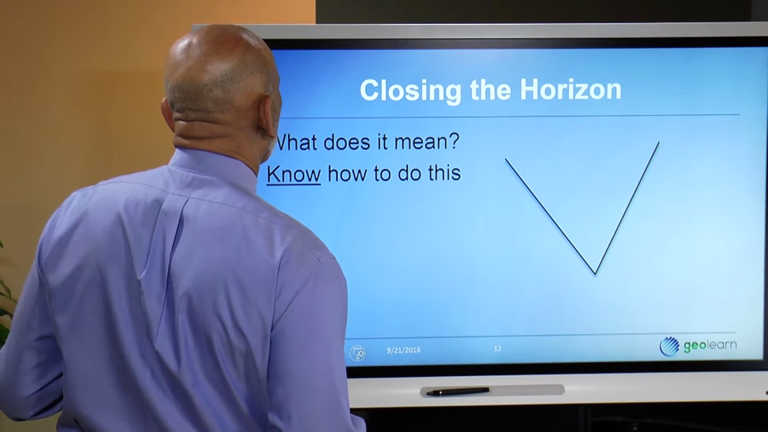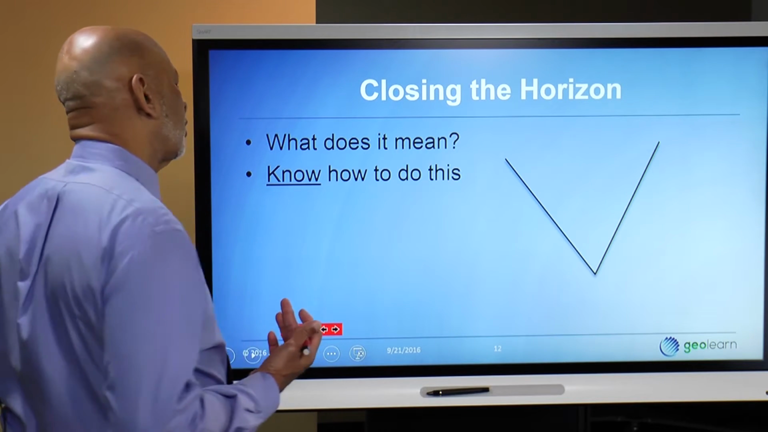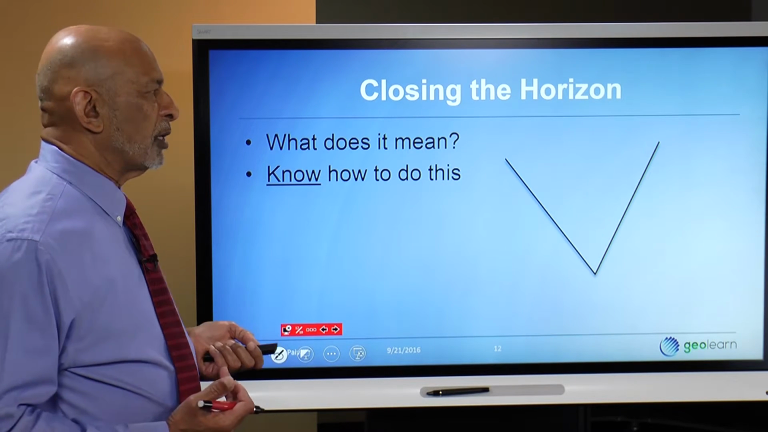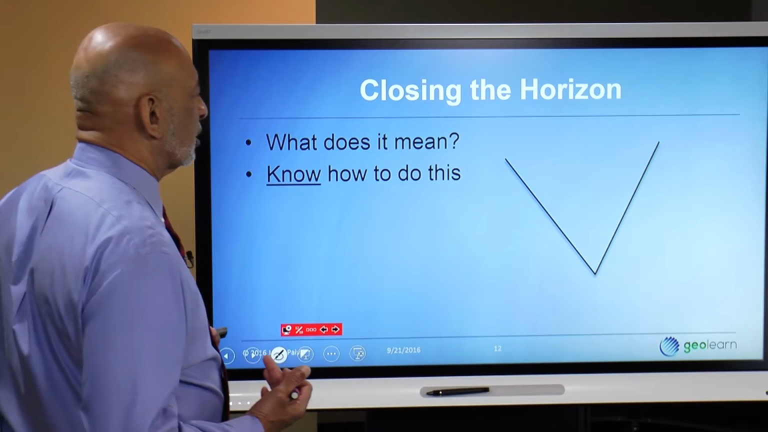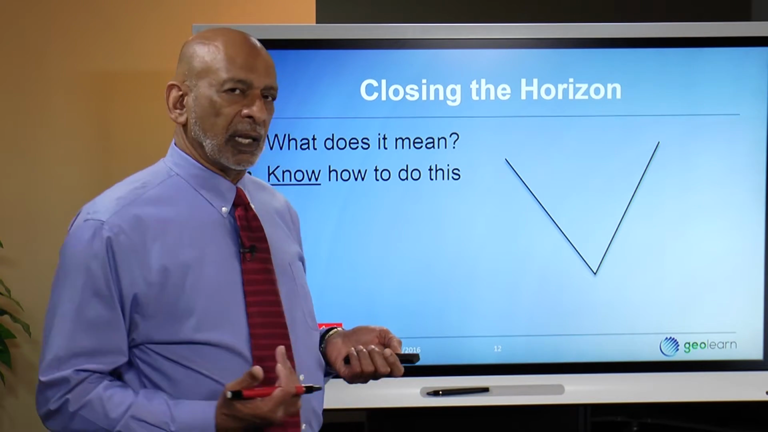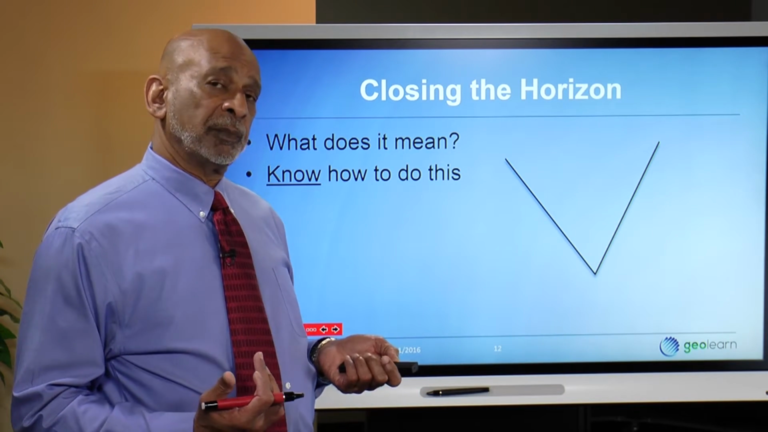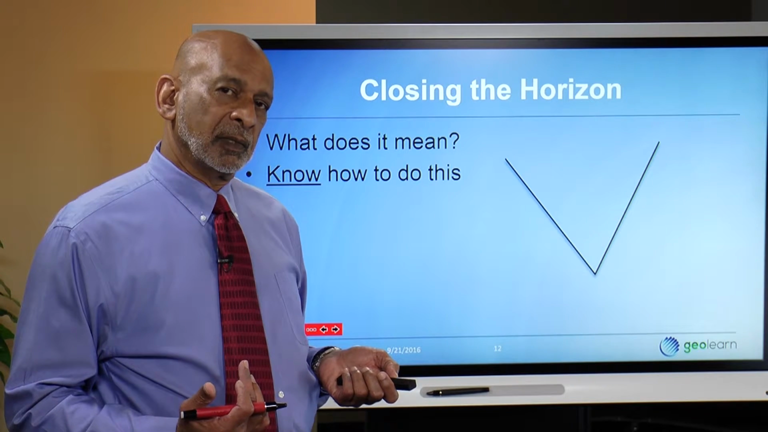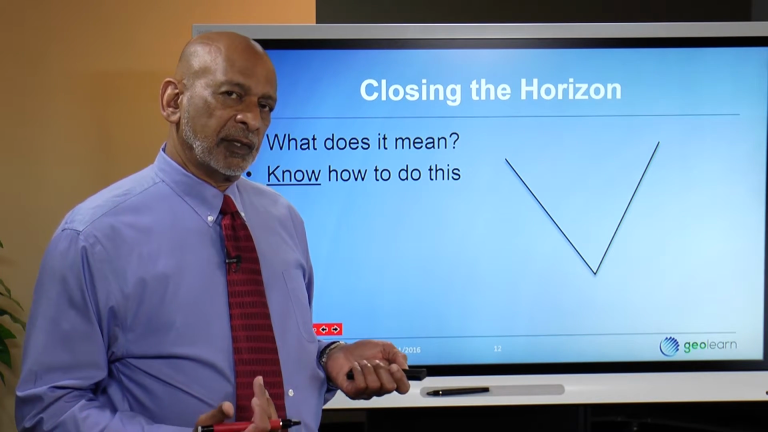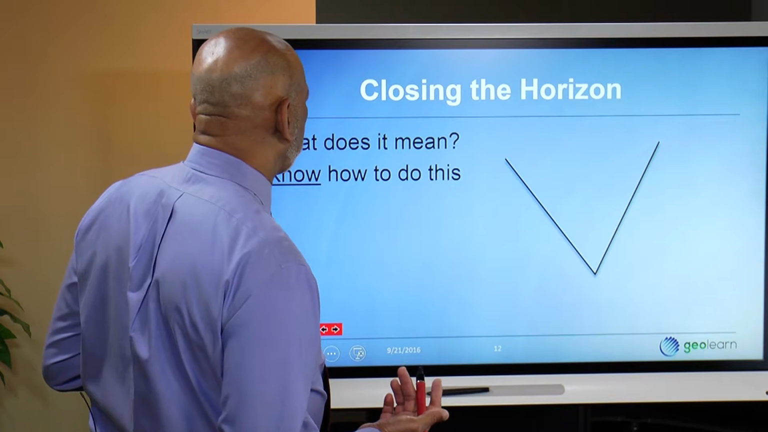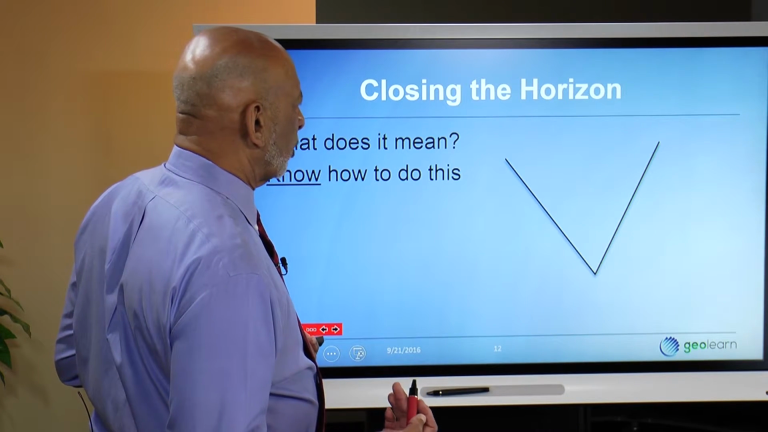All right, so one of the things that people need to do when they measure angles is find ways to make sure they've done it properly. And an easy way to do it would be to simply measure the angle a second time. But what surveyors discovered a long time ago is a process called closing the horizon.